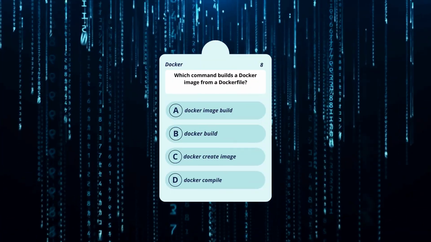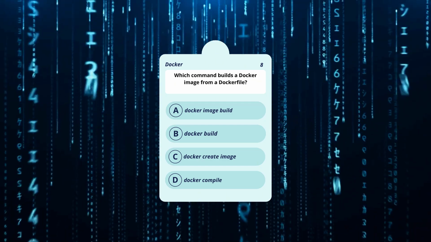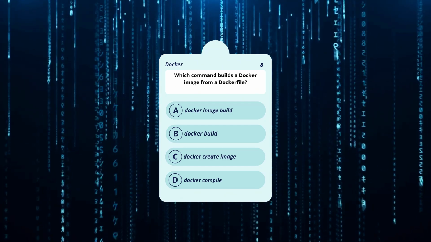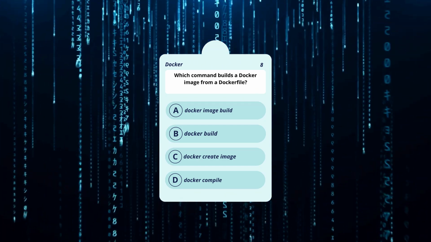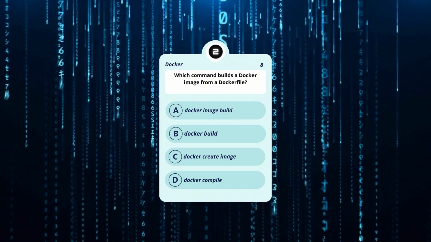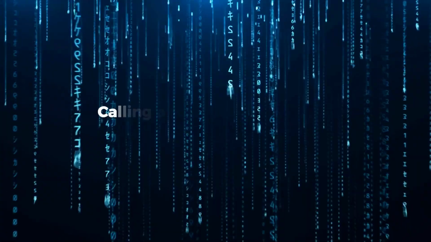Which command builds a Docker image from a Dockerfile? A. docker image build. B. docker build. C. docker create image. D. docker compile. Answer: B.